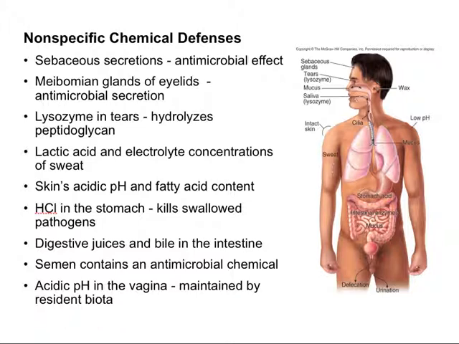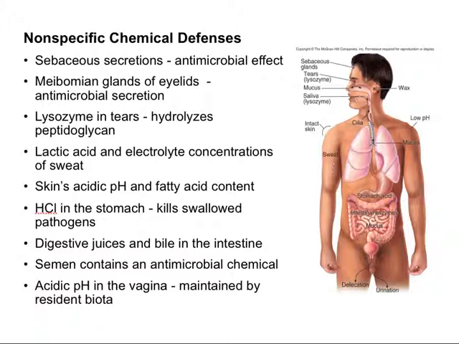Next, once any of the secretions that have been used to flush tissues reach the stomach, it has a highly acidic environment because of the hydrochloric acid content. This acidity kills any of these swallowed pathogens. Digestive juices and bile in the intestine also act to break down microbial invaders.